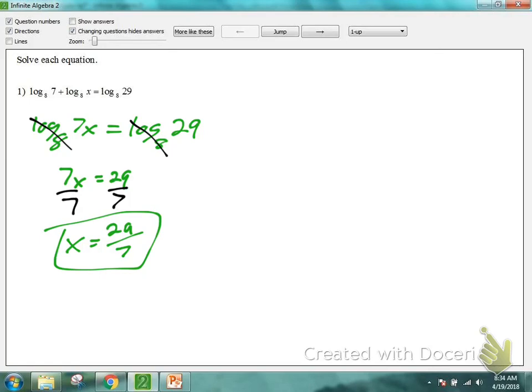Do you still have to check these? Yeah, you do. Make sure that it makes these quantities positive. This one does, so you're good. Still got to check. Questions on number 1? Everybody good?